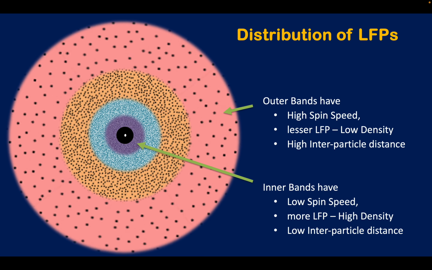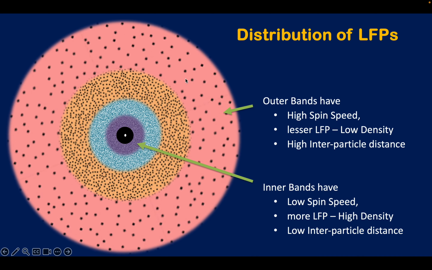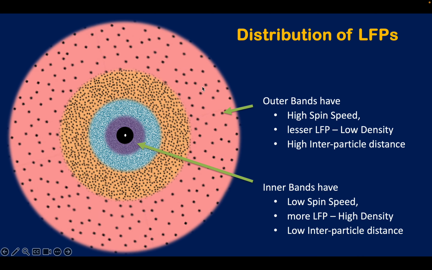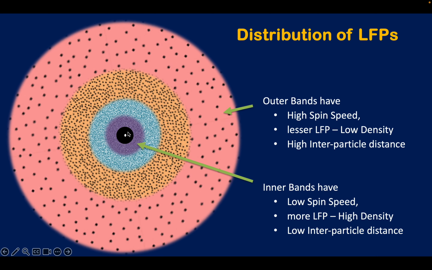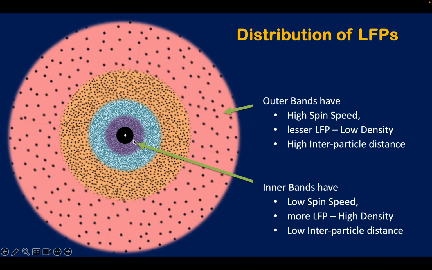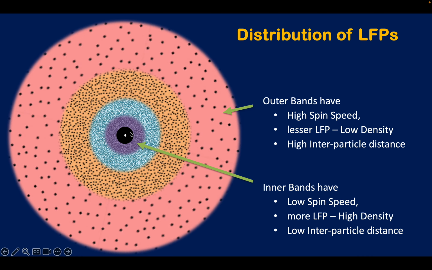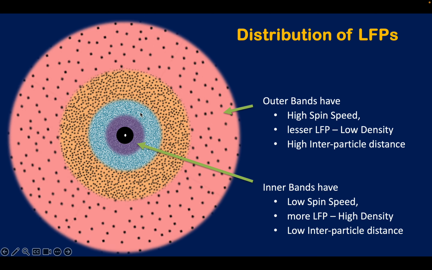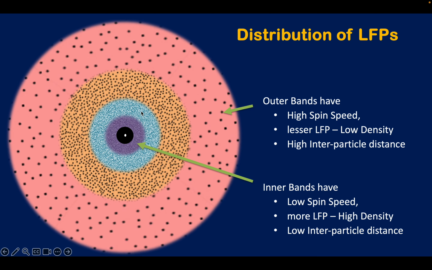The outer bands have high speed and fewer life force particles. As you can see, there is more color than particles, and they have high interparticle distance. As we go inside, the life force particles are very tightly packed, and they have low spin, moving very slowly, with high density. There are lots of particles in a particular cubic area.